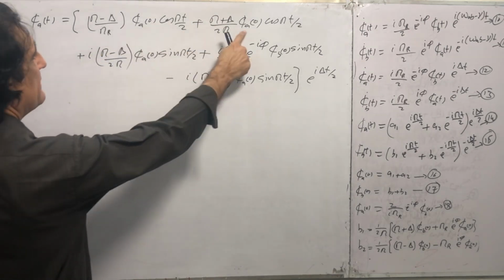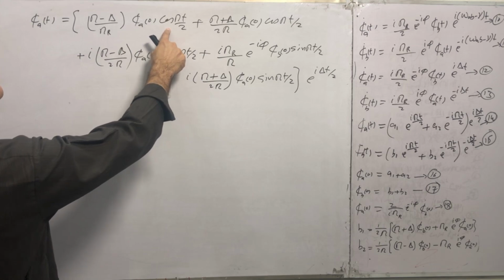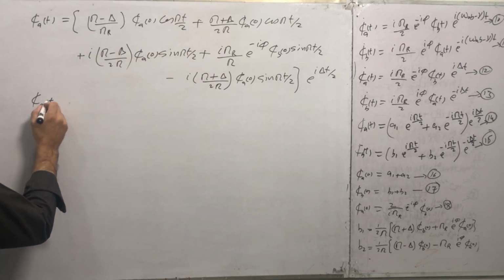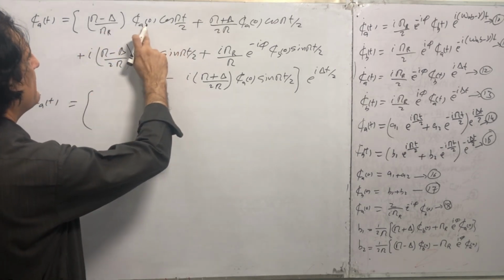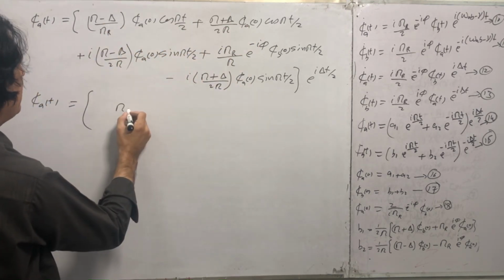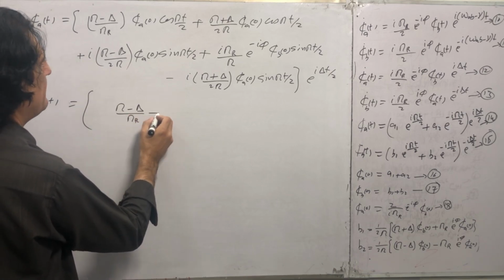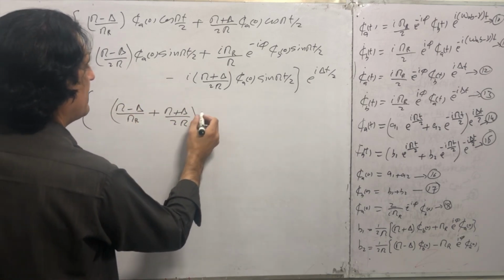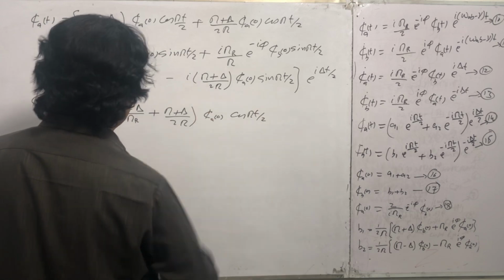Further, in this term and this term, we have a common C_A(0) and cos(ωt). Then let's see what we can get from this if we take this thing common: (ω − Δ) divided by 2ω plus (ω + Δ) divided by 2ω, and we have a common C_A(0) and cos(ωt) divided by 2.